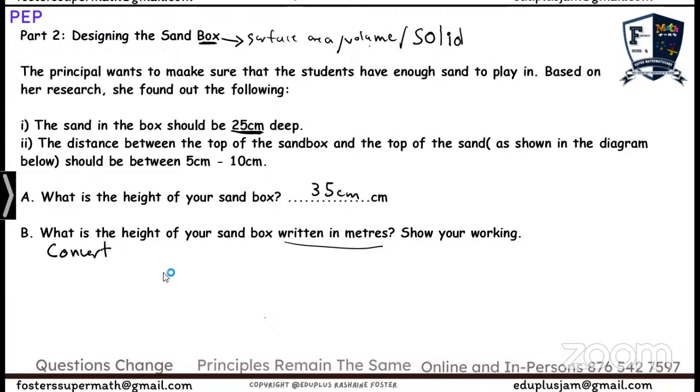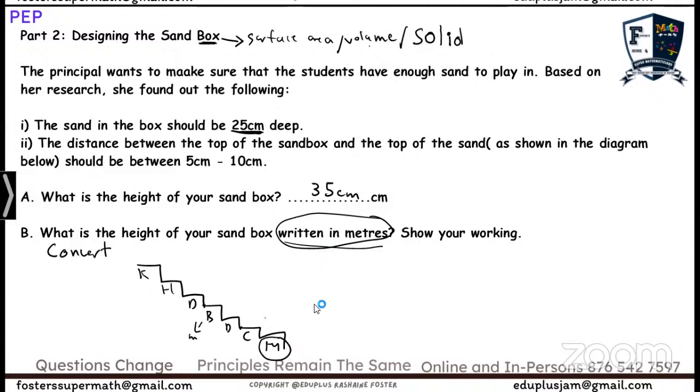Whenever you're doing metric conversion, these little stairs should be in your mind: K, H, D, B, D, C, M. They say to convert it written in meters. What are we converting? Centimeters to meters. I don't want anybody to mix up and think that meters is right there where the M is. No, that M represents milli. Meters is right here at B.